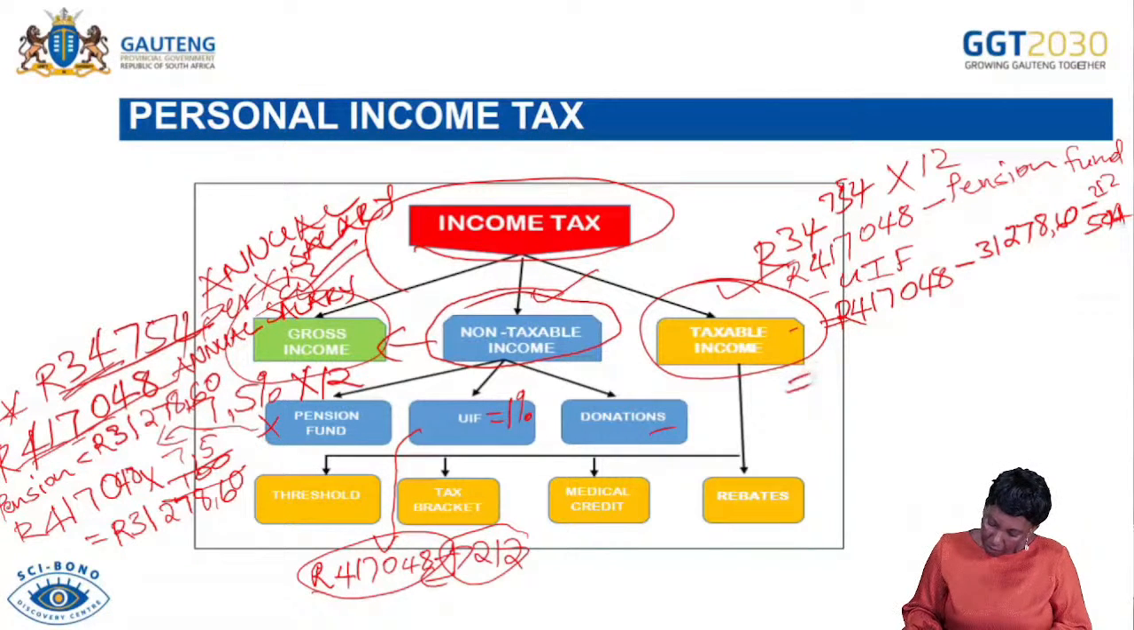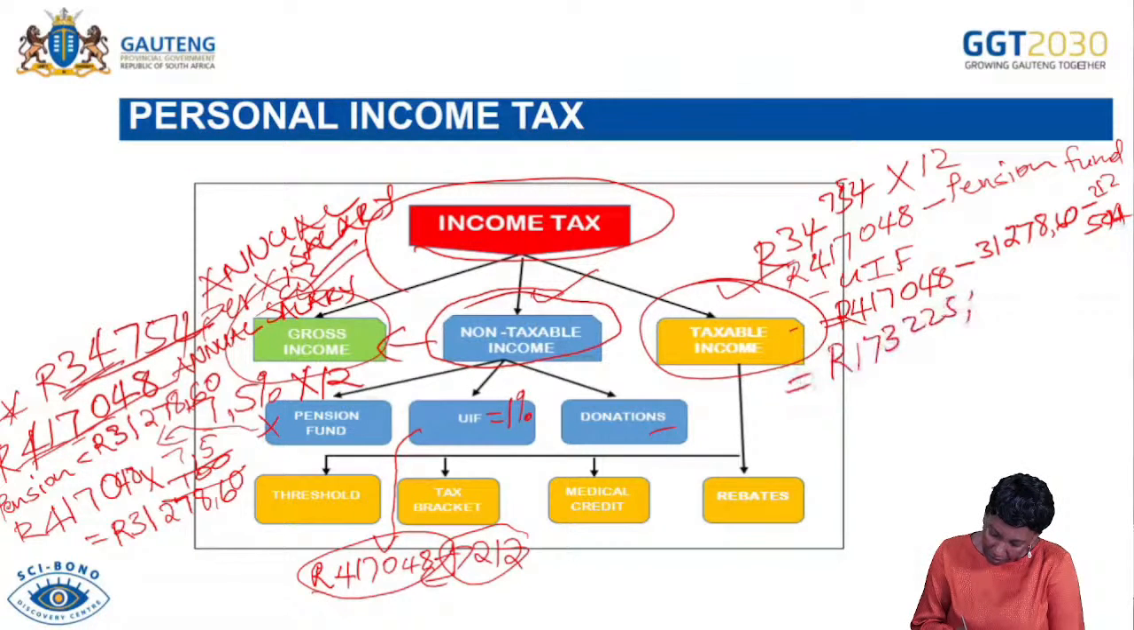I'm going to subtract everything now. It will be 417,048. Now I'm subtracting my annual pension fund, which is 31,278 rand 60. I am subtracting the 212,544. That means the amount that I'll be remaining with will be 173,225 rand 40. So this will be my taxable income.